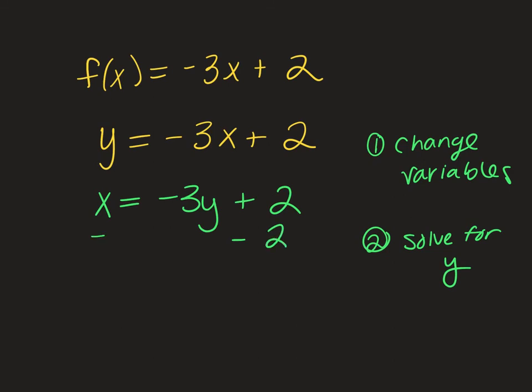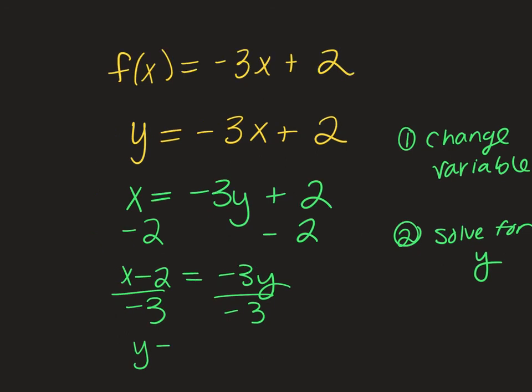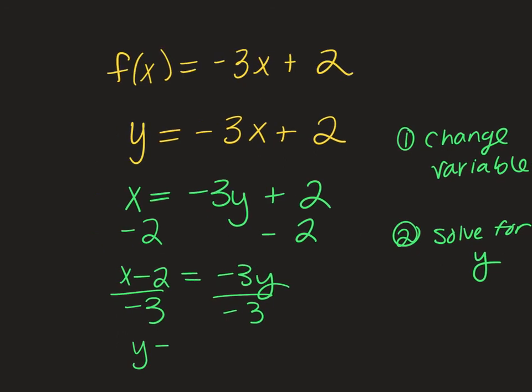So we just want to get y by itself. So we're going to subtract 2. So we have x minus 2 equals negative 3y. And divide by negative 3. So y equals x minus 2 over negative 3. So that's your inverse function.